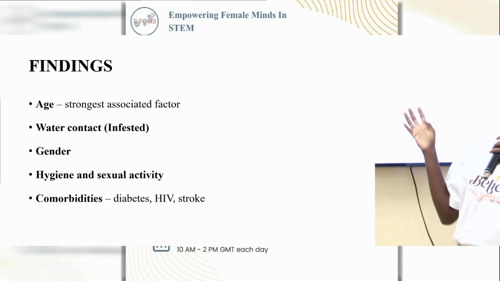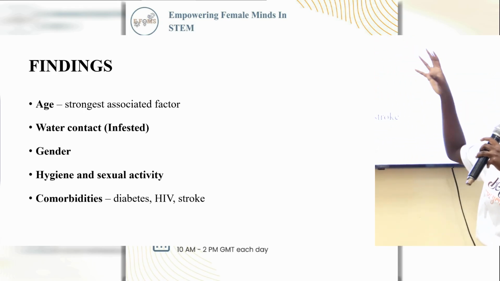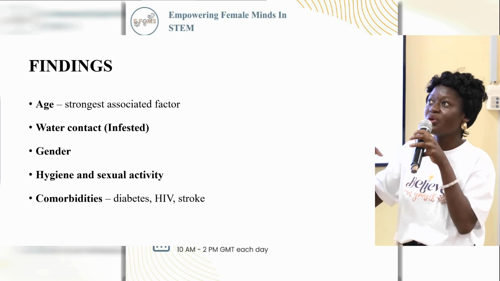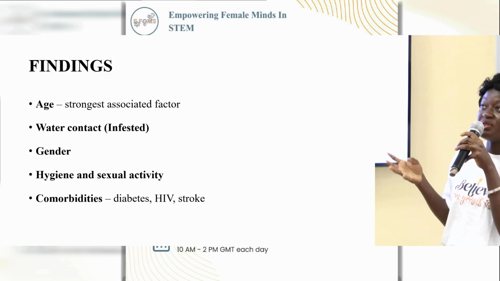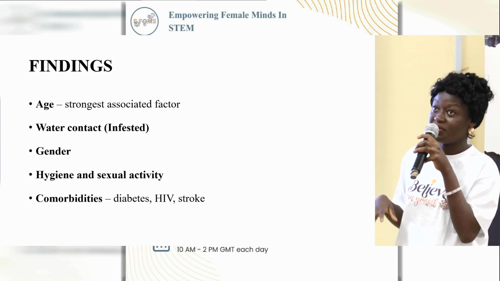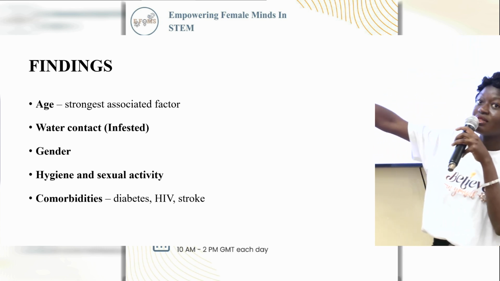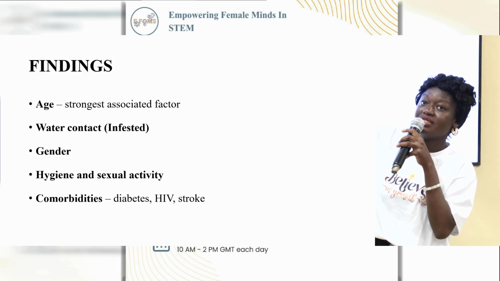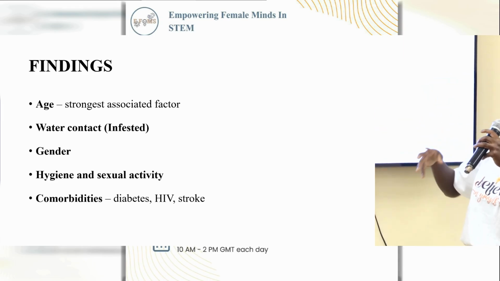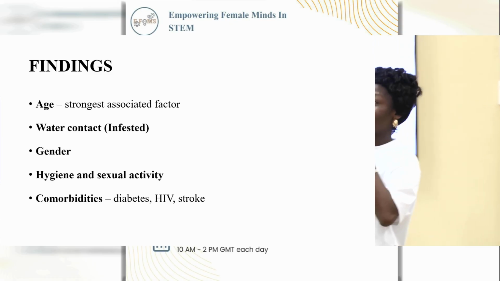Another finding was the risk factors, as I mentioned earlier. For the risk factors, age had the strongest association. The group of people who are really affected by UTI were the younger individuals below the age of 5 and the elderly people. We also have water contact, related mainly to Schistosoma haematobium. When people bathe in infected water, they end up getting UTI infections.